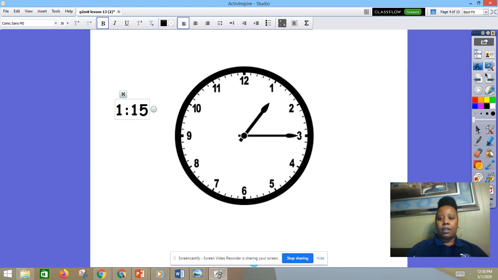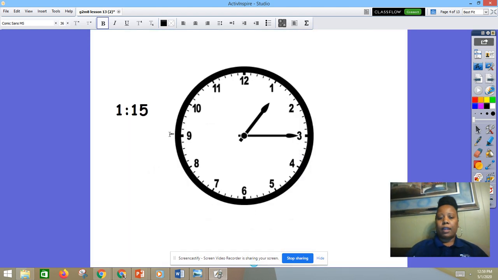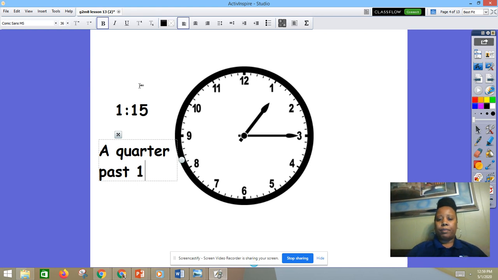1:15. Let's look back when we partition. Remember, our first quarter ended at that 3. So we can also say that the time is a quarter past 1. 1:15 is a quarter past 1.